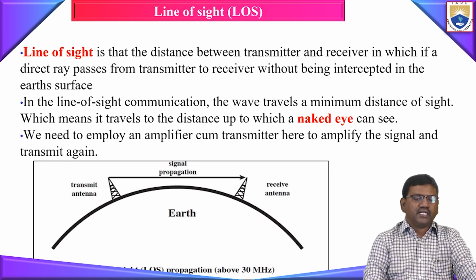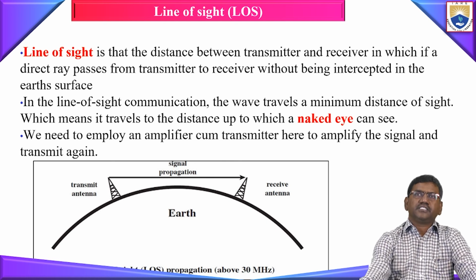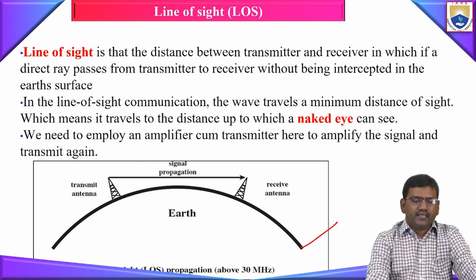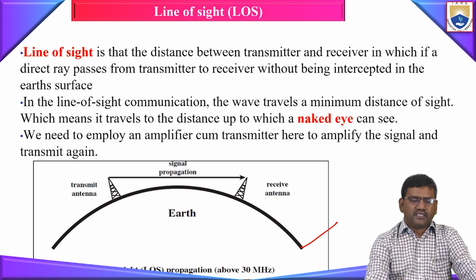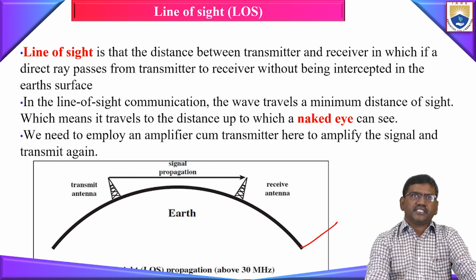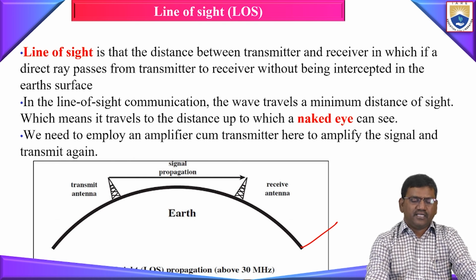Just now we have discussed line of sight communication. Line of sight is the distance between the transmitter and the receiver. You can see in the figure, the direct ray passes from the transmitter to the receiver without being intercepted by the earth surface. There are no obstacles between the transmitting antenna and the receiving antenna. A direct path is established between them, and we call this path the line of sight path.